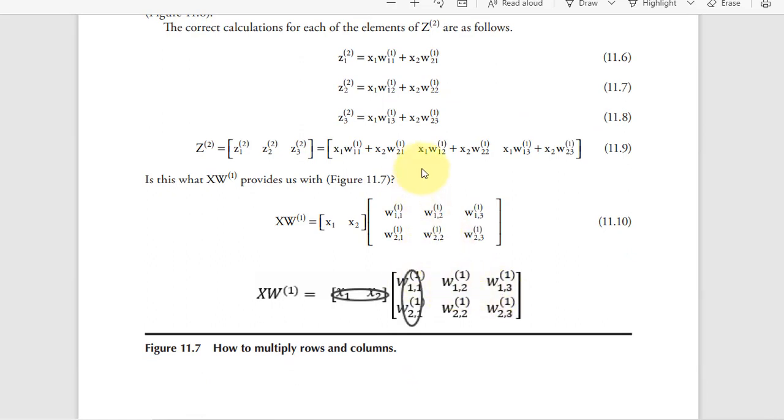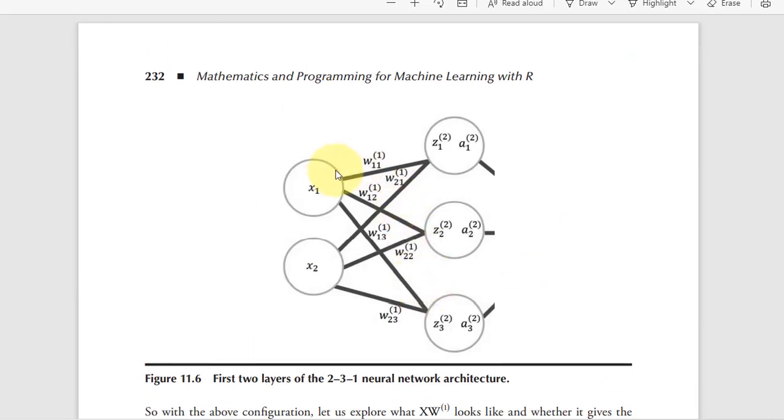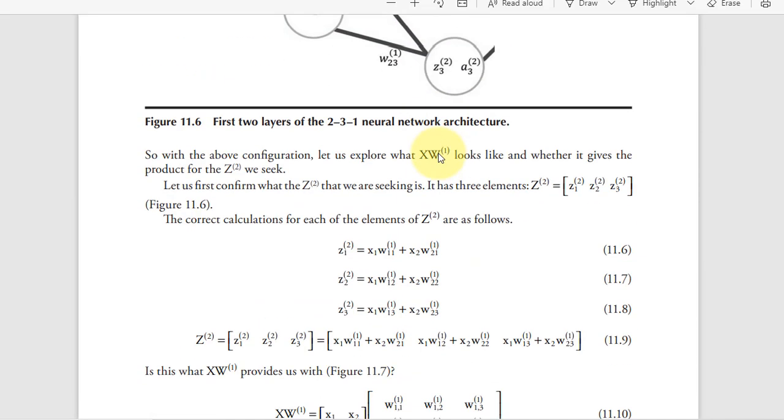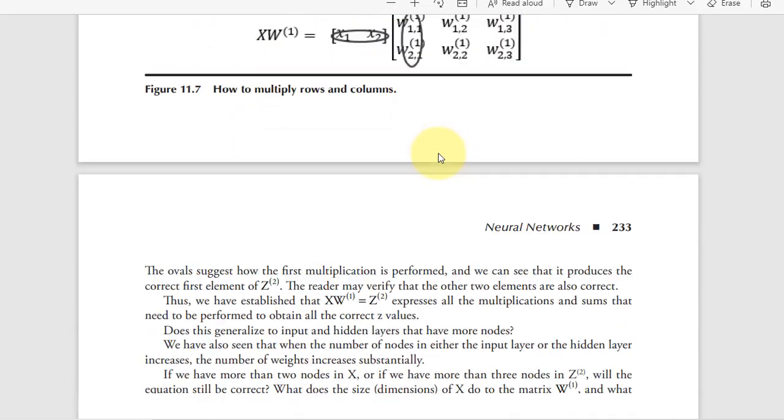So you can check and verify, or you should read through here to make sure that you agree that when we do this x times w1, we're going to get the right size for the result, and each of the elements in the result is going to give us exactly what we wanted. And again, what we want is this times this plus this times this to give us this one, and so on. So you should check to make sure that all of these work by reading through the text.